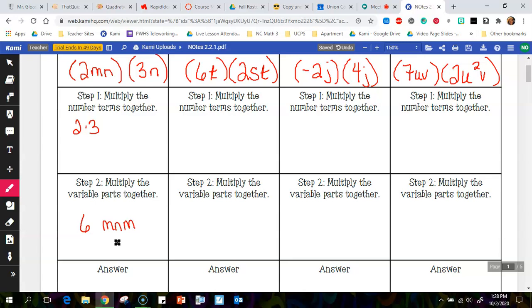I'm just going to try to squeeze this right here so I don't have to move this thing around. So m times m is m squared, and then the n goes on the end. We want these in alphabetical order when we can do that.